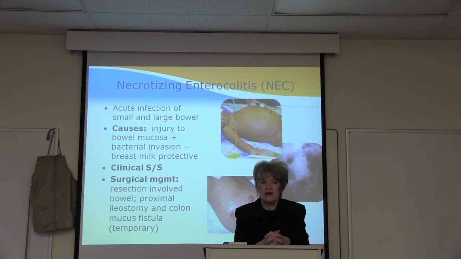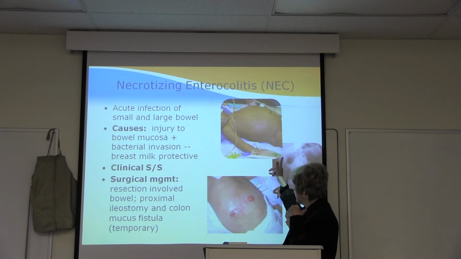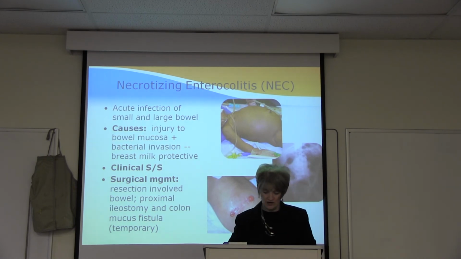And what you see is rapid distension. You see a baby that just becomes very unstable. They have temperature instability, respiratory instability. They're very lethargic. But of course, the giveaway is this very rapid abdominal distension that you see right here.